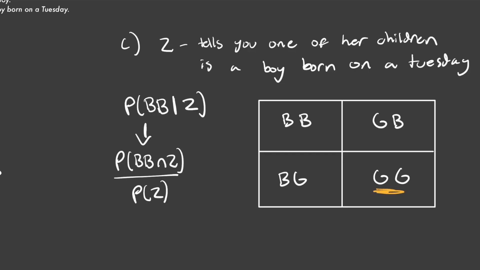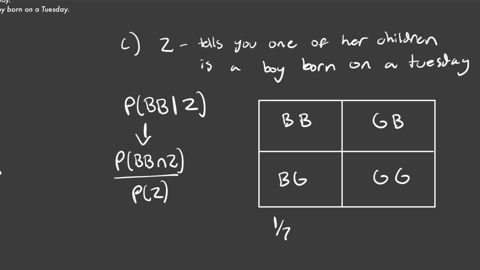So if you have 2 girls, could it possibly be true that one of your children is a boy born on a Tuesday? Well, obviously not, so Z has no intersection with GG again. Now, if she has BG, what are the odds that one of her children is a boy born on a Tuesday? Well, there's only one boy, so he just has a 1/7 chance of being born on a Tuesday.